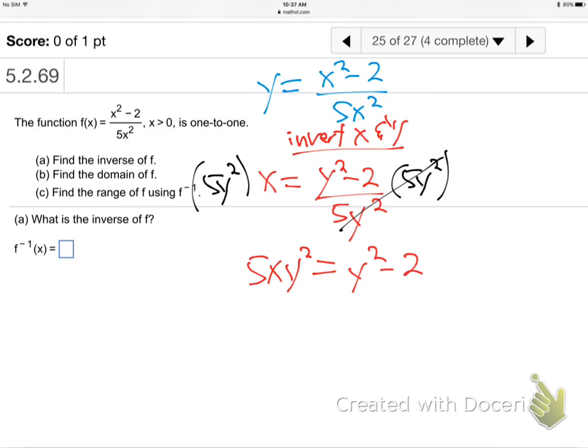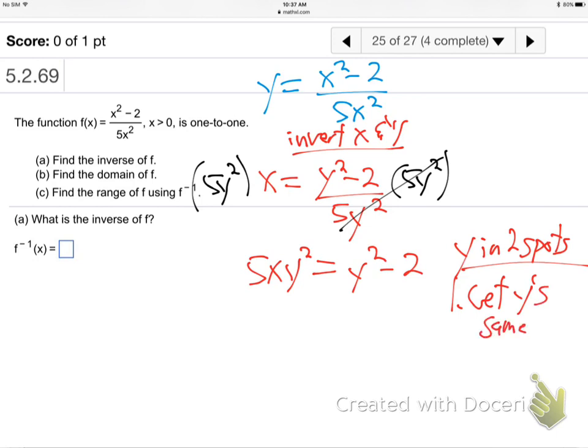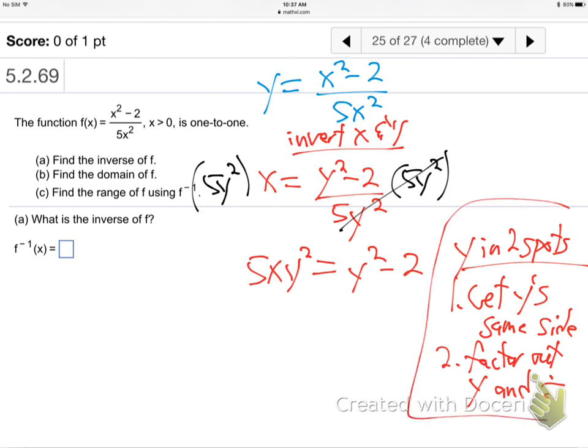Now look at that. Y in 2 spots. What are you supposed to do when y is in 2 spots? Get the y's same side. Factor out y and divide, right? That's the game plan when y is in 2 spots. So get the 2 y's on the same side, factor out the y, and divide.